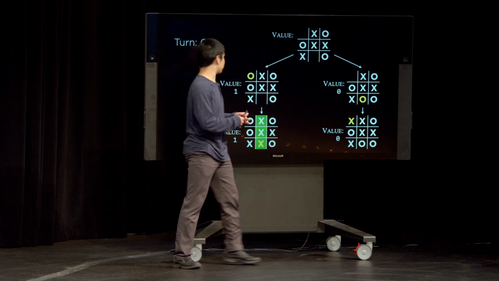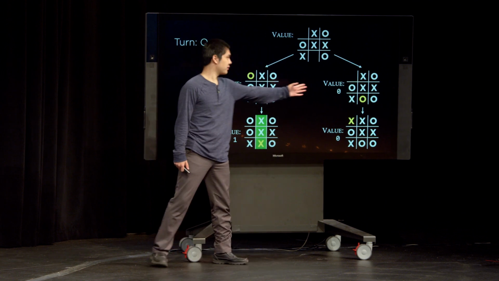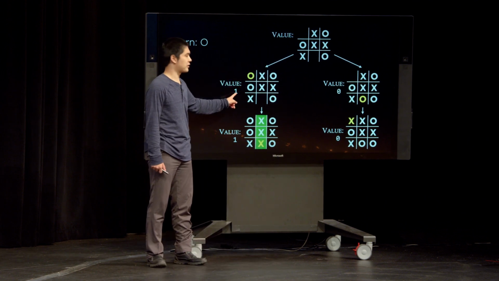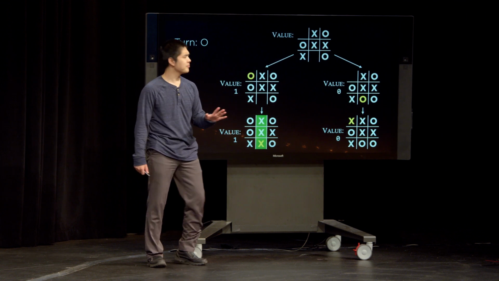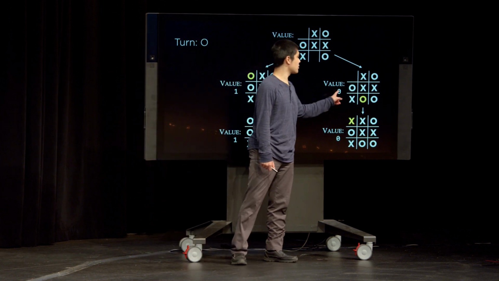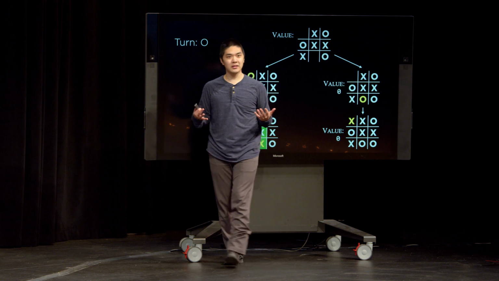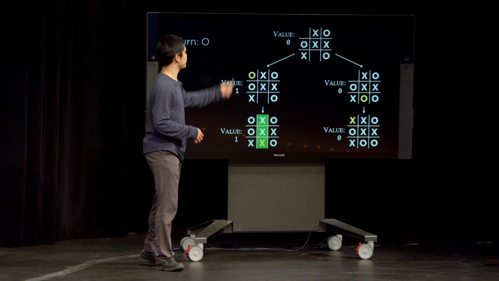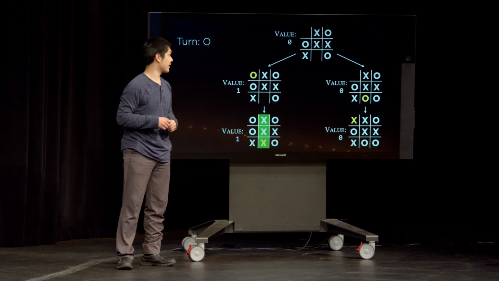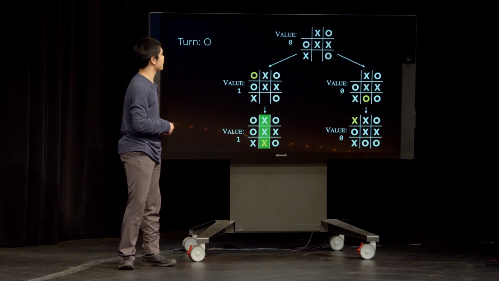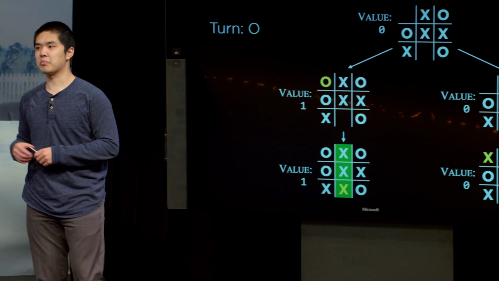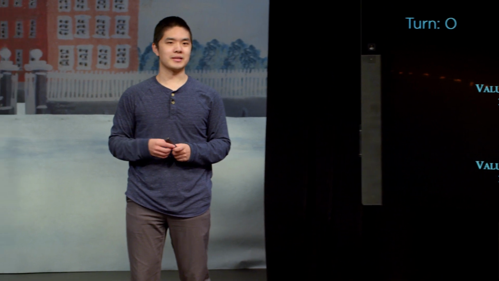And now the minimizing player is going to look at these two options. If I play in the top left, that's going to be a value of 1. That's not good for me. If I play in the bottom, that's going to be a value of 0. So that's better. And so ultimately, we can conclude that this board up top, as Santiago correctly stated, is also going to have a value of 0. If both players play their best moves, it's ultimately going to be a tie.